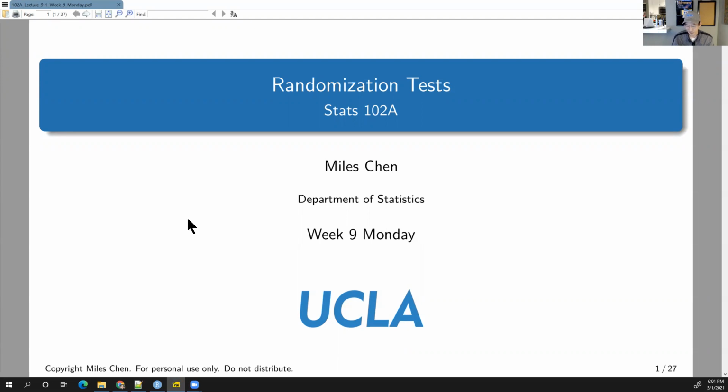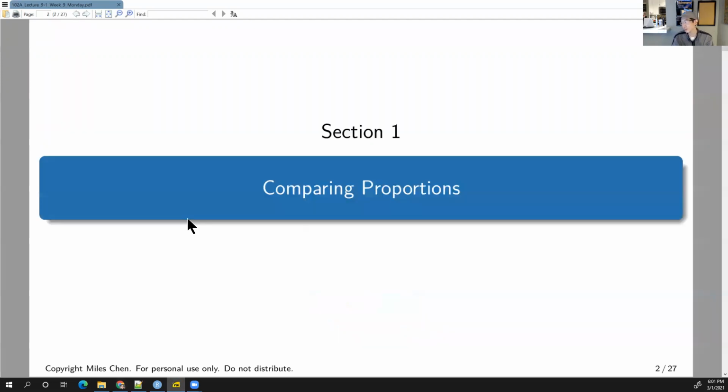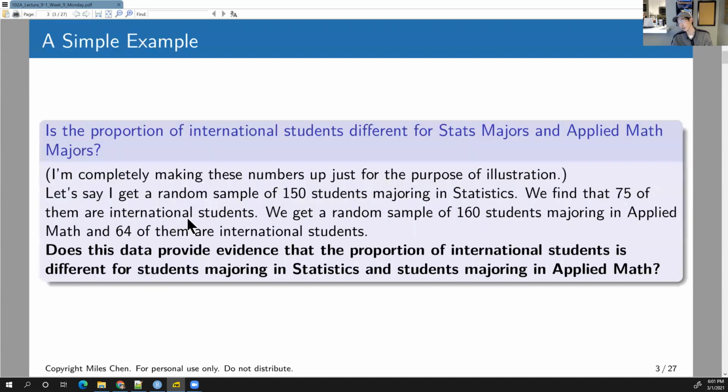Anyway, today we're talking randomization tests. On Friday, we did hypothesis testing. We were looking at t-tests, comparing the means of two samples. Here we'll do some more review of hypothesis testing, this time comparing proportions, and then we'll introduce randomization tests.